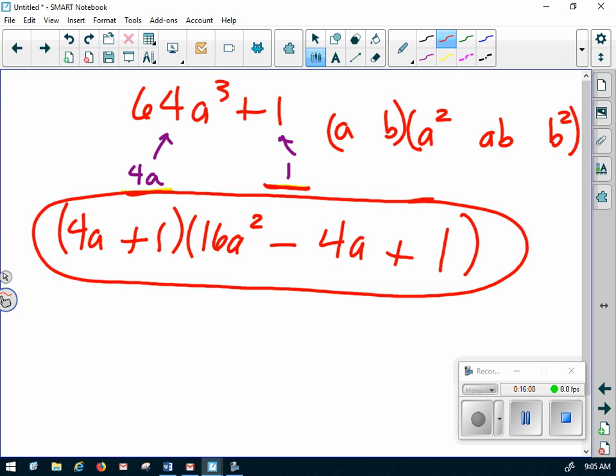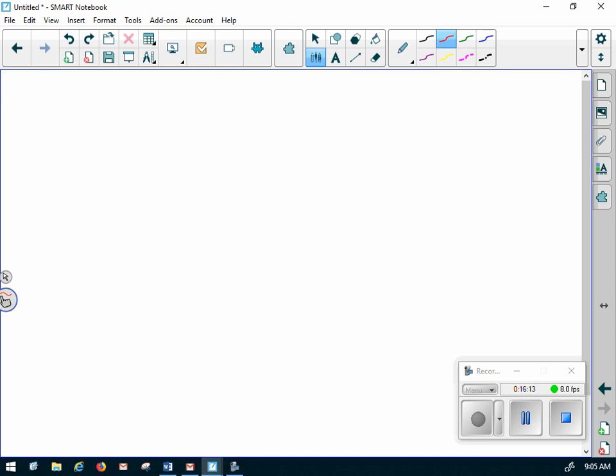Let's try that second one. 343m cubed minus 64n to the 6th. Okay, we better talk about that one with variables first.